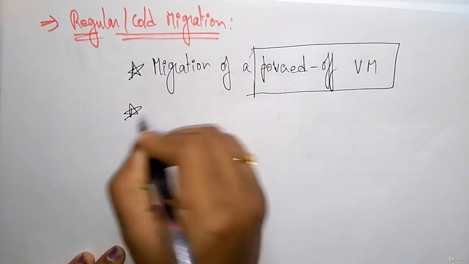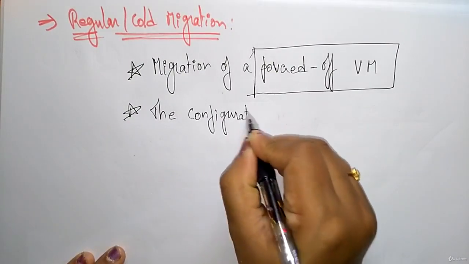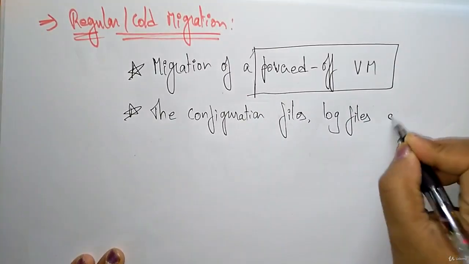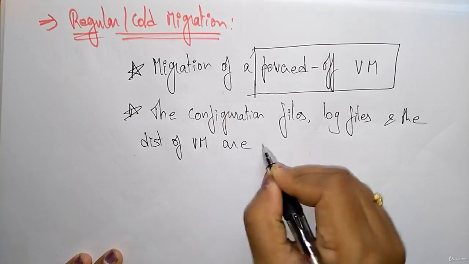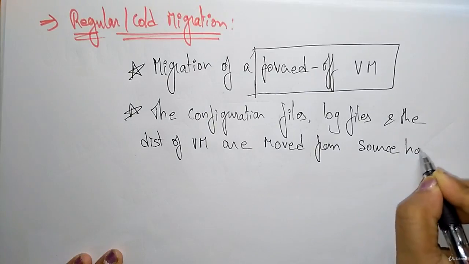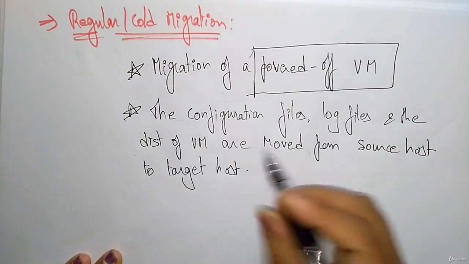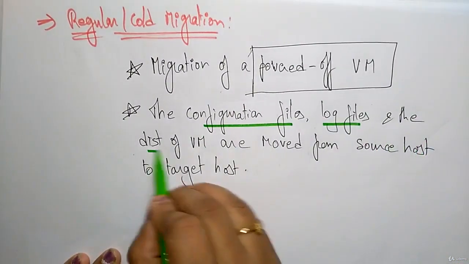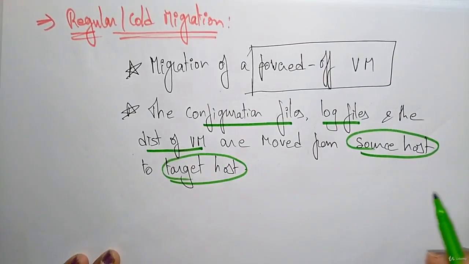During power off, you can transfer the configuration files, log files, and the disk of the virtual machine from the source host to the target host.